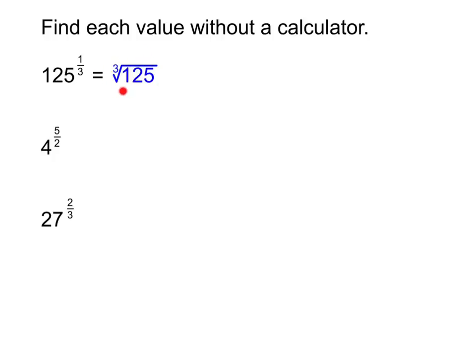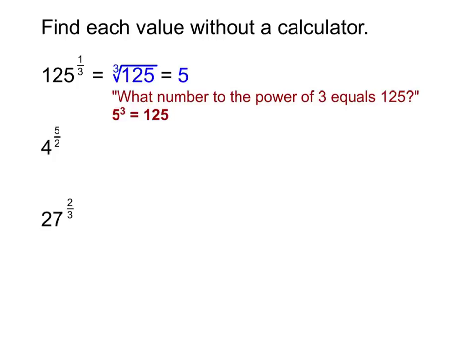I'm trying to figure out what is the cube root of 125, or in other words, what number cubed, that is what number times itself 3 times, equals 125. That's one of those values you should be memorizing. You should know that 5 cubed equals 125. All right, so that's our answer, is just 5. Because that's the number that when cubed equals 125.